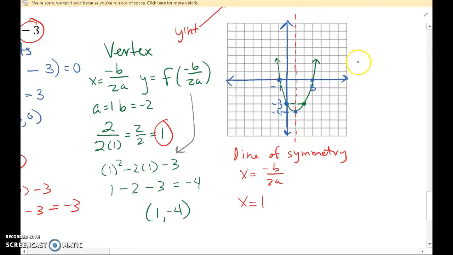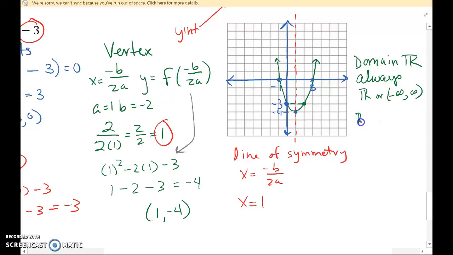Also want to note that the domain of a parabola is all real numbers, and it's always all real numbers. Or you could write negative infinity to infinity. Okay, it's going to go forever left and right.